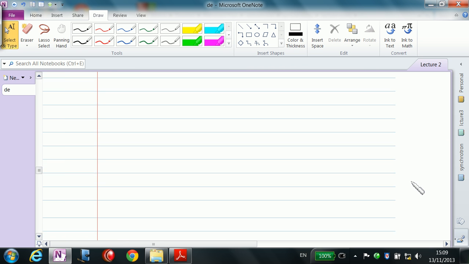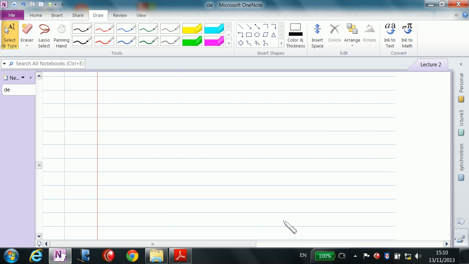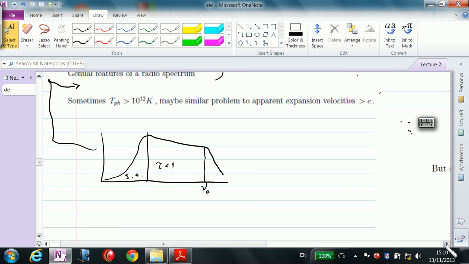Alright, where did page 4 go? You have to move it to the right. Yeah, you have to move this to the right.